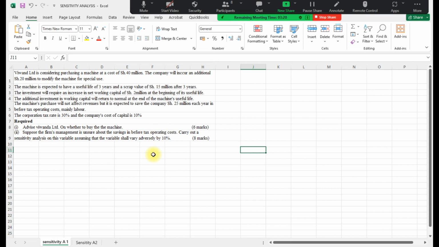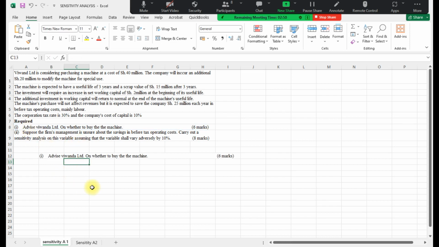How will the NPV respond when we vary that particular variable? So to answer number A, we advise whether they should buy the machine. Remember, our advice will be based on NPV. If the project NPV is positive, then we should go ahead and buy the machine. But if the project NPV is negative, then we should not buy the machine. That is under Roman 1, whether to buy the machine.